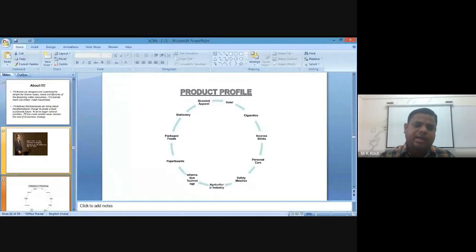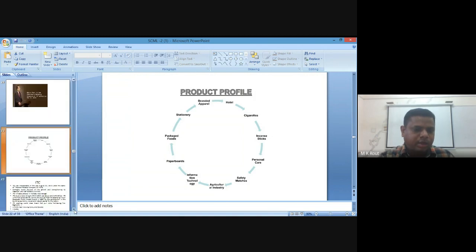Clear. Then in case of agri industries, then information technology, then paperboard, then packaged food, and the last one is stationery, and the next one is brand apparel. In case of Wills, in case of John Players. Clear. So these are the product profile. Moving to the next one.